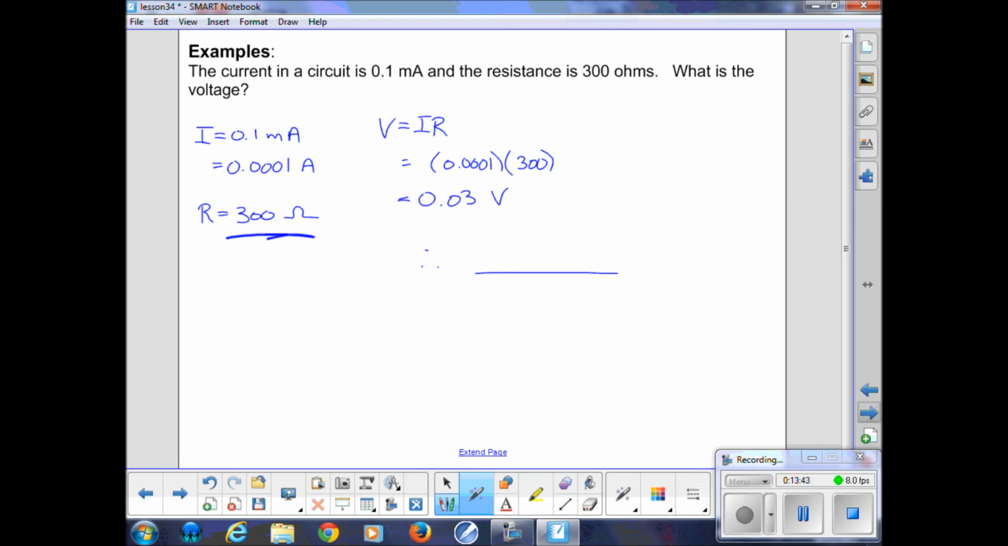Plugging into V equals IR. Here's my current. Here's my resistance. We get 0.03 volts. So 0.03 volts. So that means you'd have to eat 0.03 of a pretzel to get through this resistor for this scenario. Okay, so just decoding and plugging in.